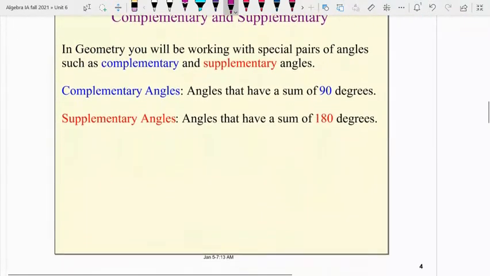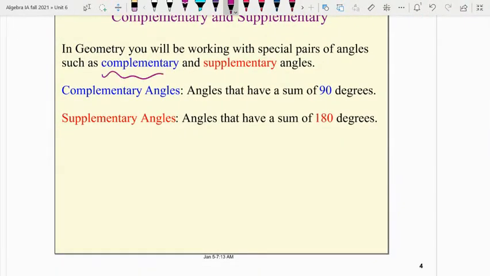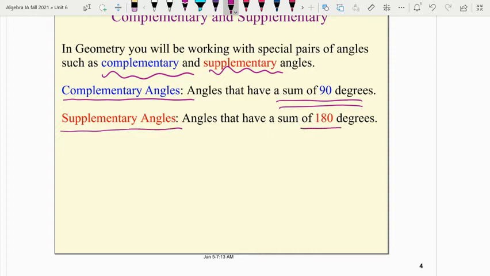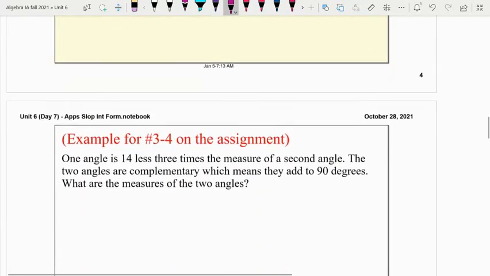Complementary and supplementary. In geometry, you work with complementary and supplementary angles. Complementary angles add to 90. Supplementary angles add to 180. So you just have to know that. I can remember this by saying C before S alphabetically, 90 before 180. That helps you use it. Just need to remember complementary add to 90, supplementary angles add to 180.